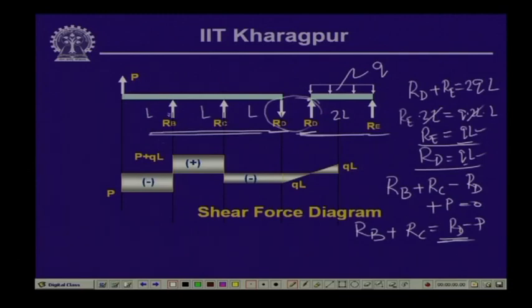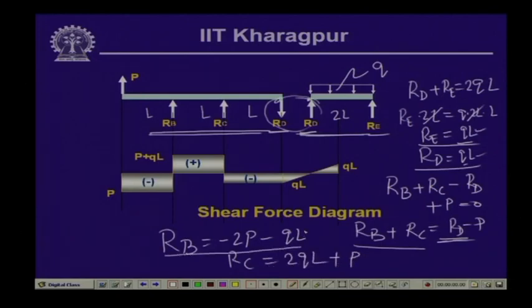Now, if you take the moment of all the forces with respect to this, then you get another equation for R b and R c, and correspondingly we get the value of R b as equal to minus twice P minus Q L, and the value of R c correspondingly we get as 2 Q L plus P. So, these are the values of reactive forces. This is R b, this is R c, R e is equal to Q L, and the shear force which acts in the articulation is equal to R d, which is equal to Q L.